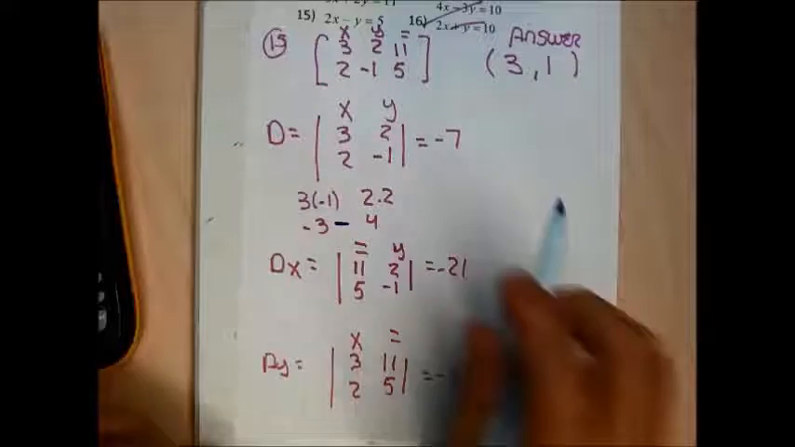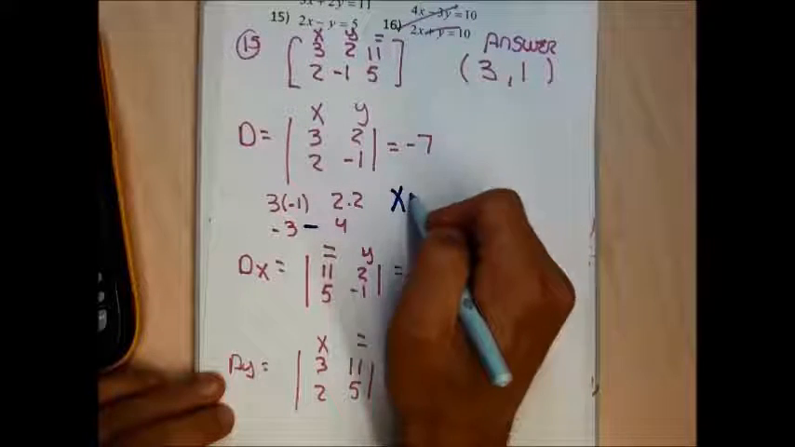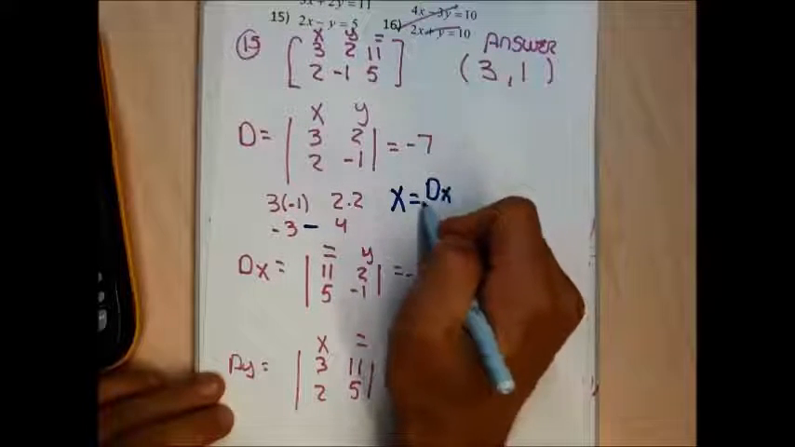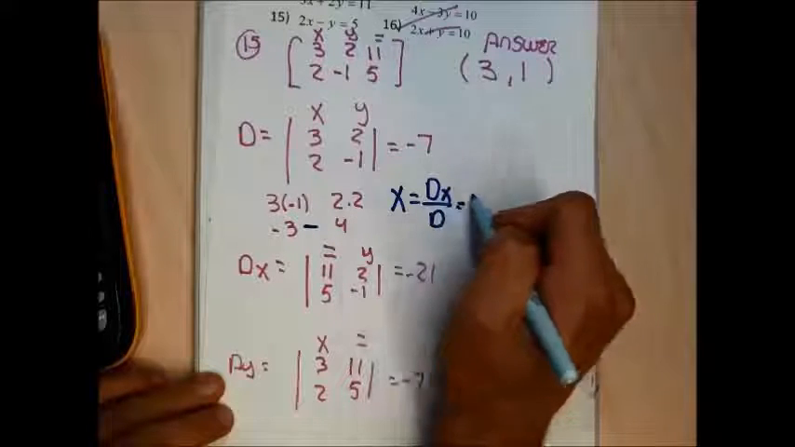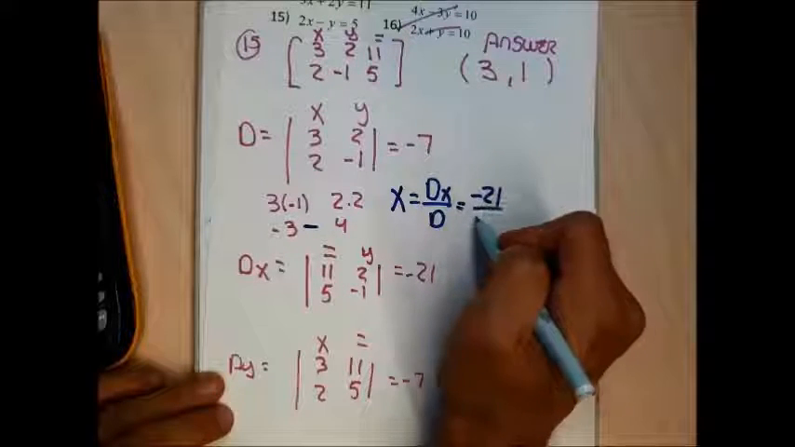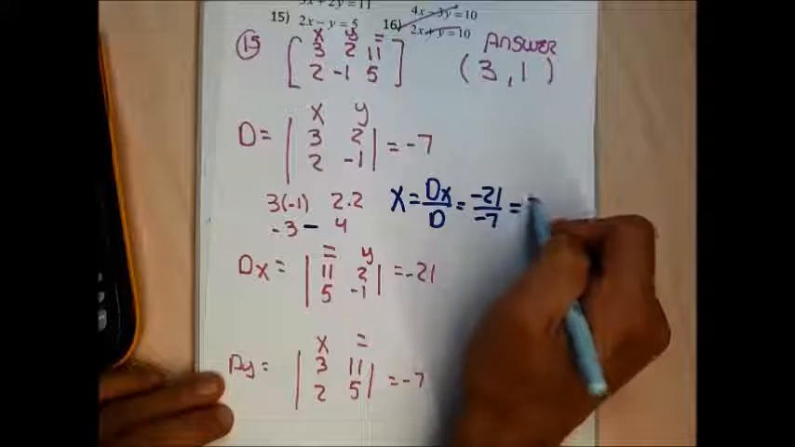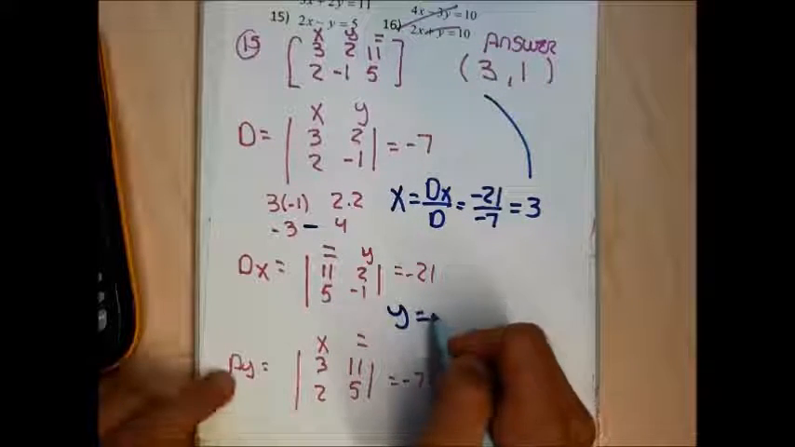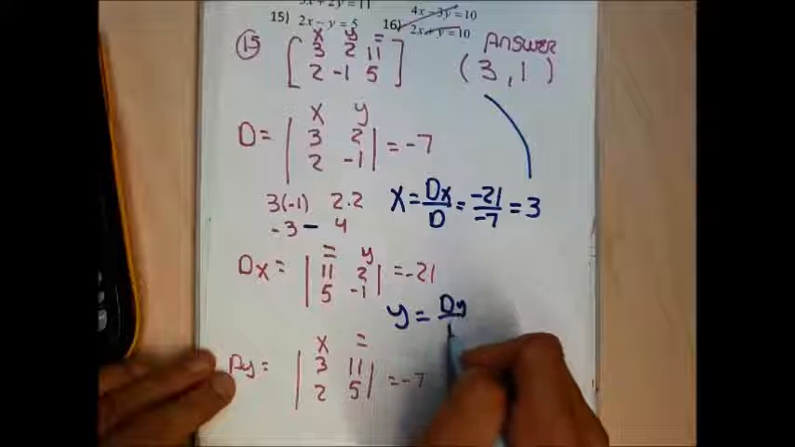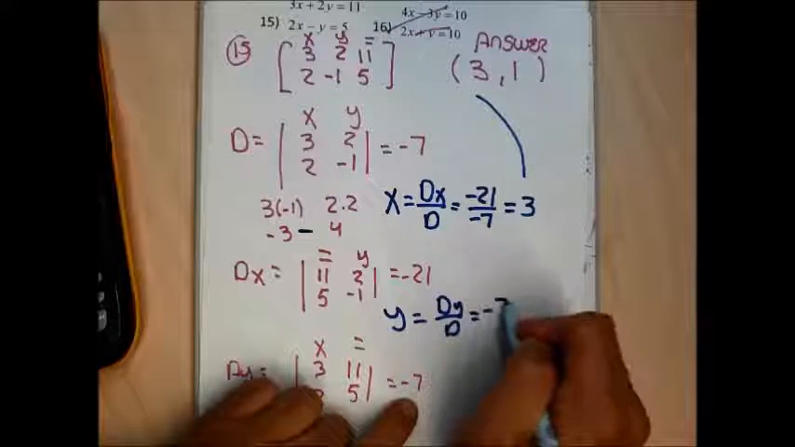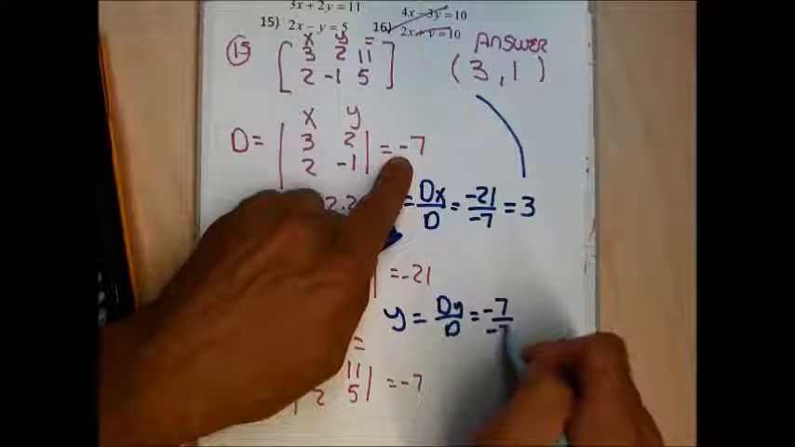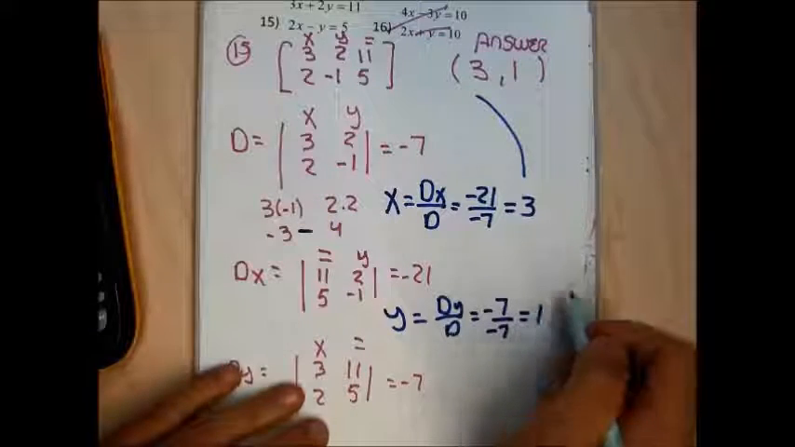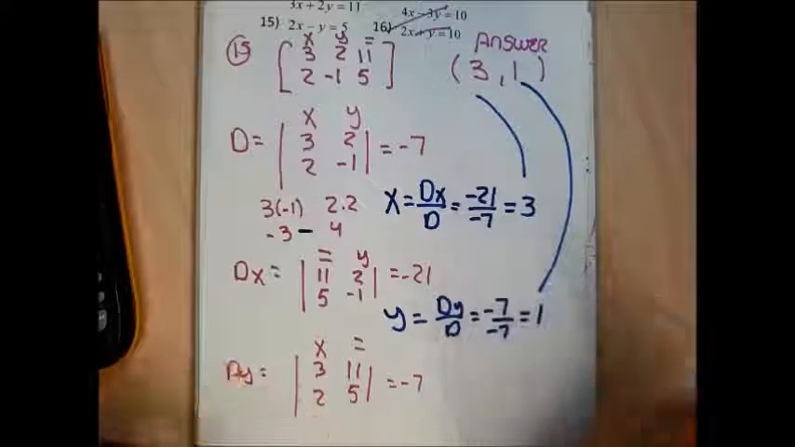X is going to equal d sub x over d. D sub x is negative 21. D is negative 7. Those divide to be 3. Y is the d sub y number divided by d. The d sub y number is negative 7. The d number is negative 7. Negative 7 divided by negative 7 is positive 1.